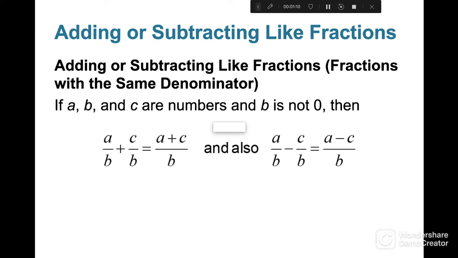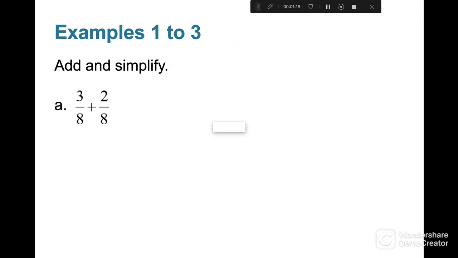But as long as we have the same denominators, we can just add across the top or subtract across the top. Easy peasy lemon squeezy. So if we were to have this example here, 3/8 plus 2/8, that answer would be 5/8. Just add those top numbers together. That should be on the back of your page as your first example.